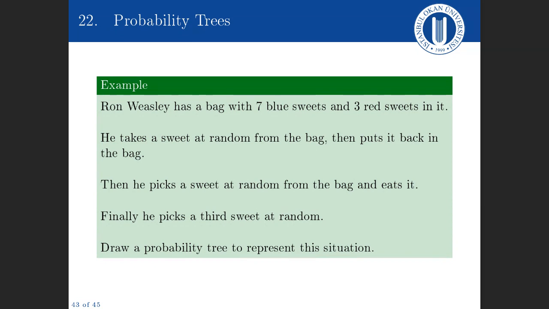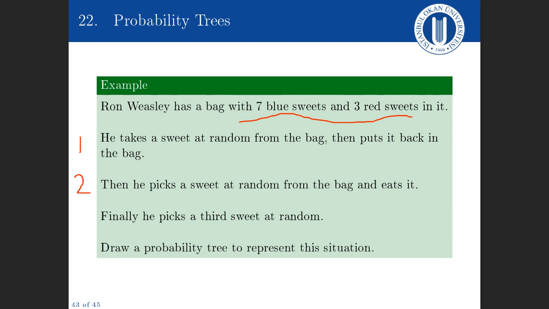So, we have 10 sweets, 7 of them blue and 3 of them are red. So to start with, the probabilities are going to be 7 over 10 and 3 over 10. First, Ron takes a sweet from the bag and then he puts it back in the bag. So 7 over 10 and 3 over 10 are our probabilities. Step 2, he takes another sweet from the bag. Again, there's 10 sweets in total, so 7 over 10 and 3 over 10.